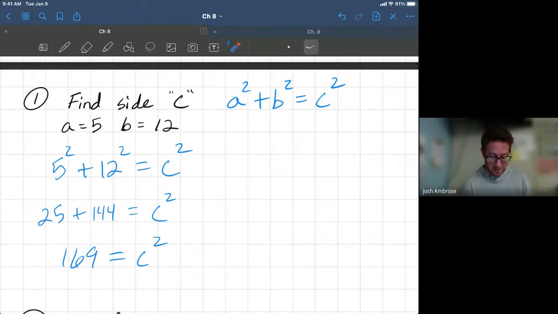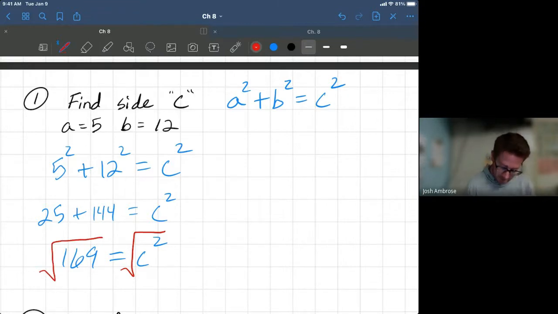We're not done yet. They want to find c. What do we still have? We still have c squared. We're not done yet. How do you get rid of something that says squared? What's the opposite of a squared? This is important information. The opposite of a squared is the square root. We want to get rid of that squared, so we need to take the square root. And what you do to one side, you must do to the other. So that means we now will have c alone.